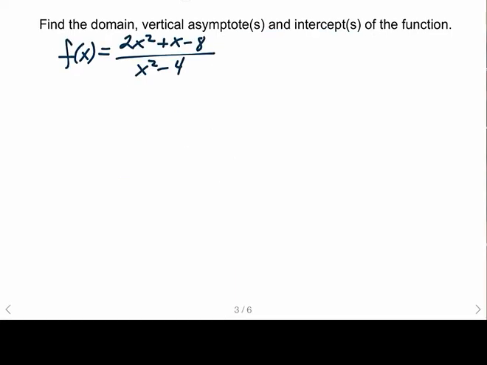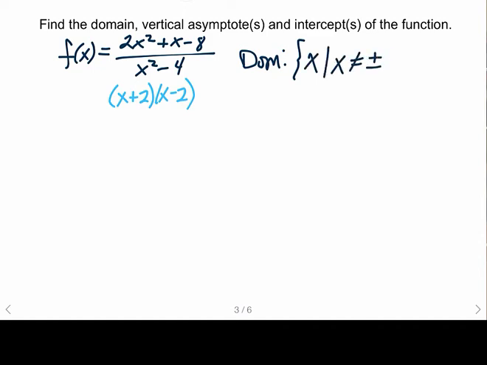Next, same instructions, domain, vertical asymptotes, and intercepts. The function is f of x is equal to 2x squared plus x minus 8 divided by x squared minus 4. The denominator, being x squared minus 4, factors into x plus 2 times x minus 2, and from these we get our domain. The domain being the set of values that don't zero out the denominator, we are looking at the set of x such that x does not equal plus or minus 2. I'm okay with the plus or minus here, that works for me.